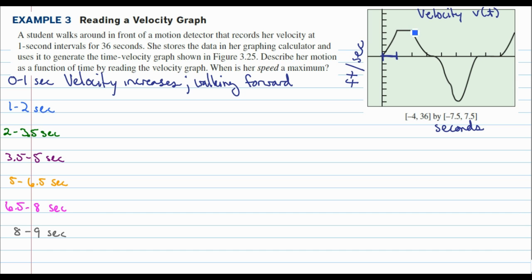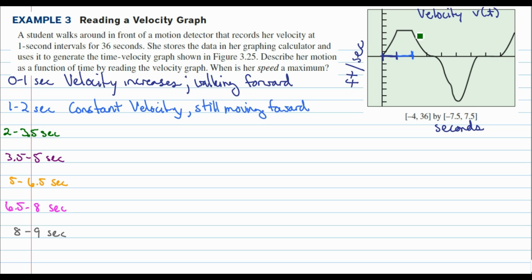Now my next break, it looks like this little plateau here, so I'm going to call that seconds 1 to 2. Now from 1 to 2 seconds, she is not standing still. You are not looking at the position graph. This is a velocity. She is maintaining about 4.5 feet per second, so she's walking at a constant pace here. So for 1 to 2 seconds, she is still moving forward, just at a constant velocity.